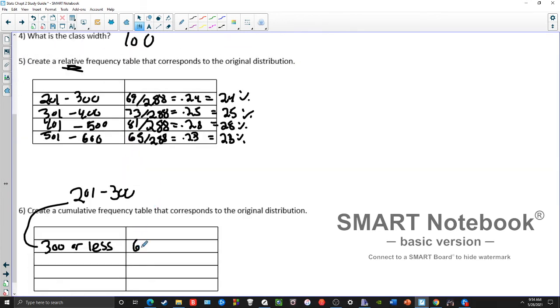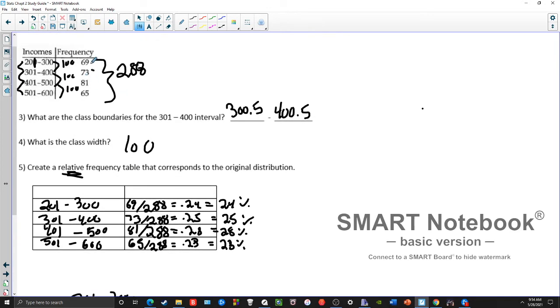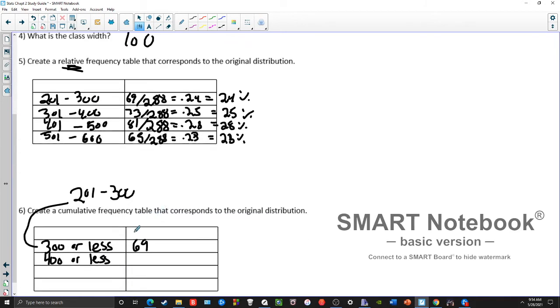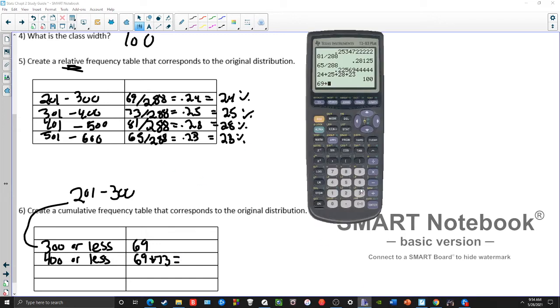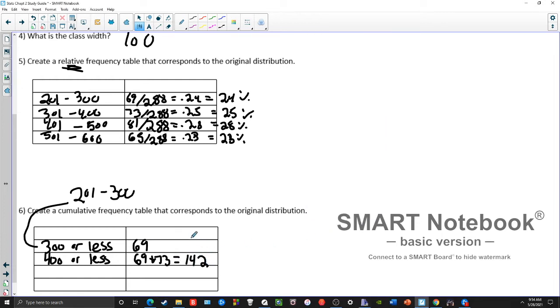But my next category isn't going to be 301 to 400. It's going to be 400 or less, because this includes everything from its category and below. So this is actually 73 and 69 together. 69 for the first category plus 73 for the second category gives us 142. Again, cumulative means itself and everything below. So this is not going to be 401 to 500. This is going to be 500 or less.